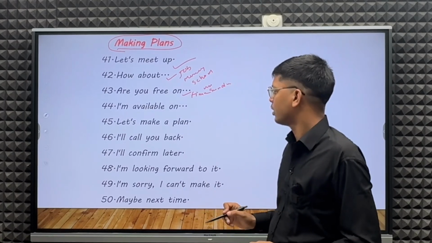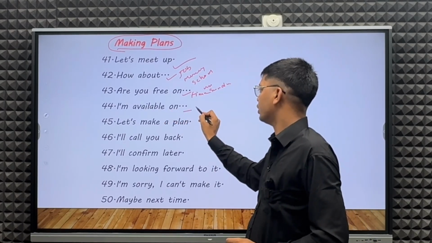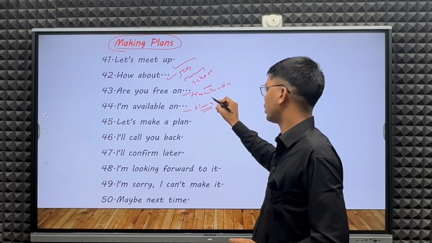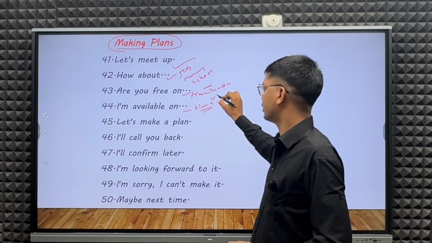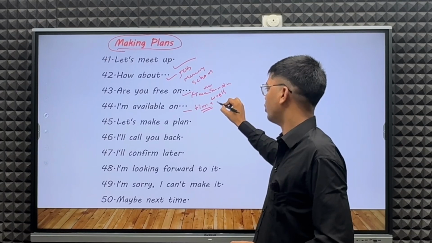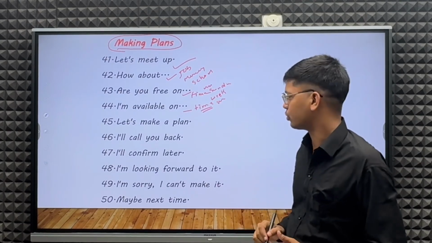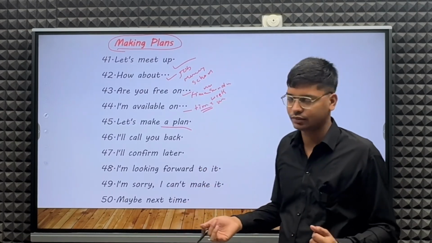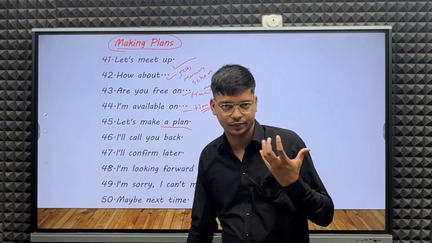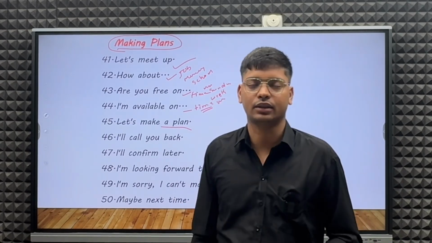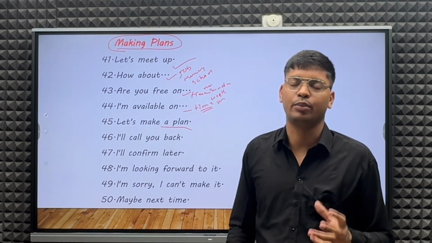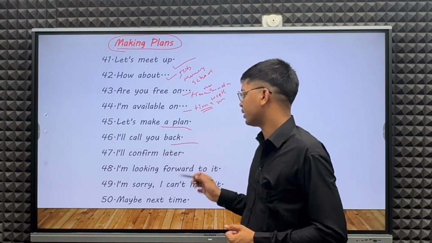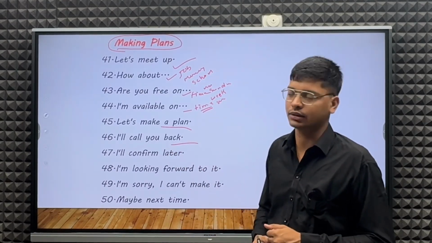Okay, I am available on. You can also use your time symbol, you know, like week or Monday, Sunday. You can use days also. Let's make a plan, let's make a plan for going on any picnic and to the market and purchasing some things. Okay, I will call you back.